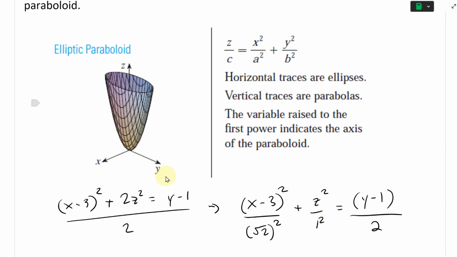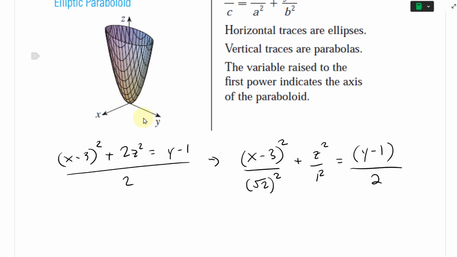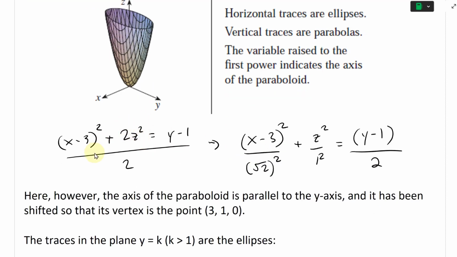And yeah, it's going to be like that, but shifted. So it's shifted by this negative 3. And the z part's not shifted, so it's going to be on the xy plane. And this is y equals 1 shifted by 1, shifted by 3. And here I stated that, however, the axis of the paraboloid is parallel to the y-axis, and it has been shifted so that its vertex is the point 3, 1, 0.